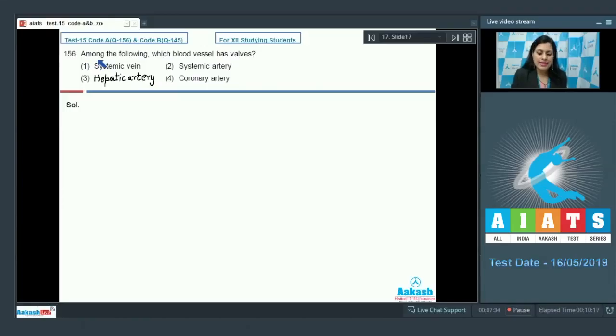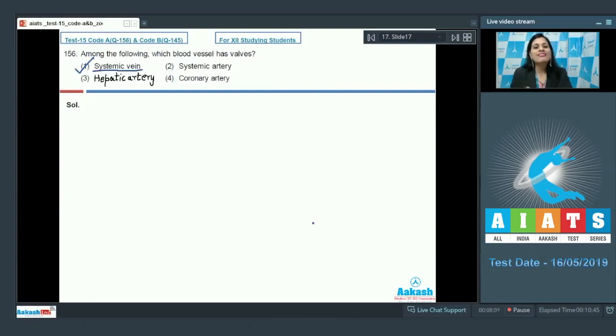Question number 156. Among the following, which blood vessel has valves? And the options are systemic vein, systemic artery, hepatic artery and coronary artery. And the correct answer to this question is option number 1, systemic vein.